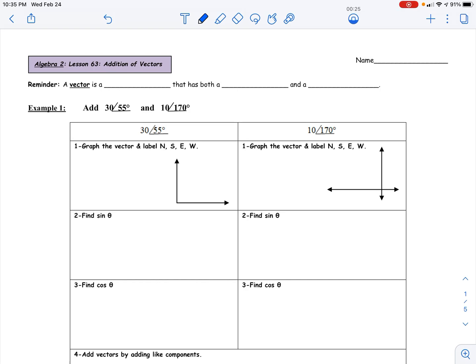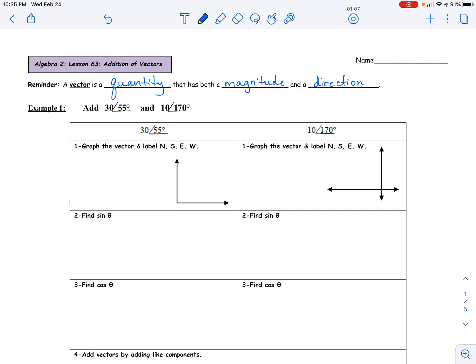So a vector is simply a quantity that has both a magnitude and a direction. Let's fill that in. Quantity that has a magnitude and a direction. Okay, so if you remember, magnitude is simply the length. That's like the distance, and we always use the hypotenuse for that when we're talking about vectors. And then the direction would be the measure of the degree.